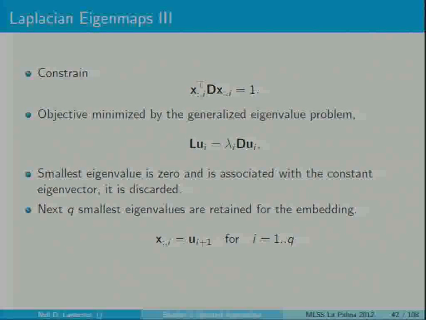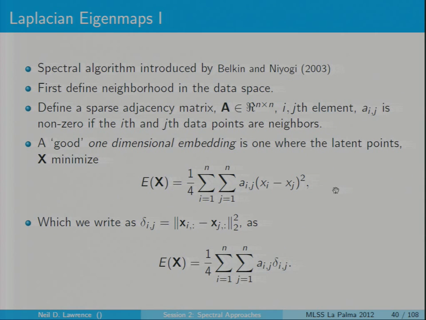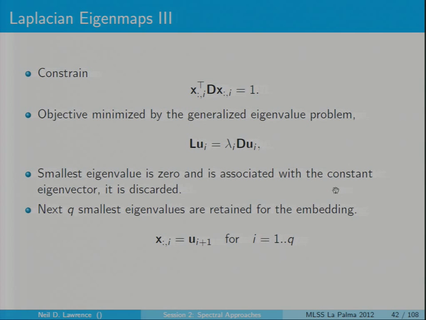So the smallest eigenvalue of this Laplacian is 0 because it's got a constant eigenvector, which has 0 eigenvalue. And that's typically thrown away, and then you retain the next q eigenvectors for embedding. And you're minimizing, as I say, this objective here under the constraint that the variance of x is, in effect, D, the covariance of x.